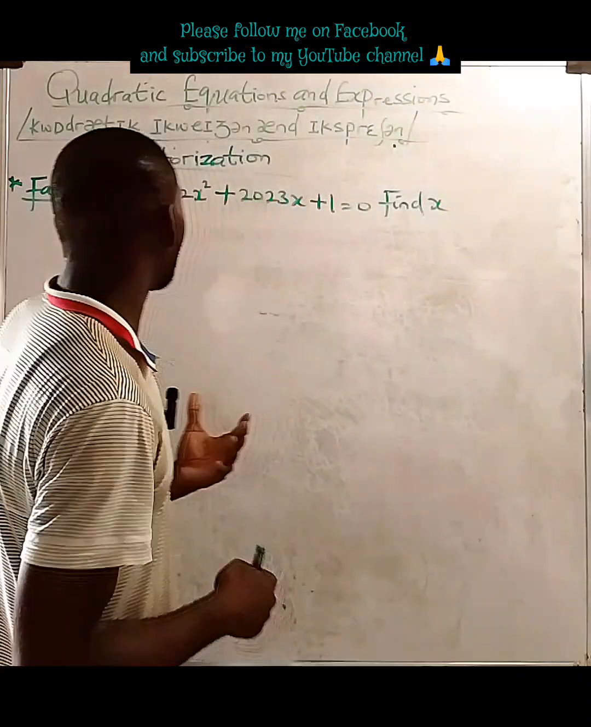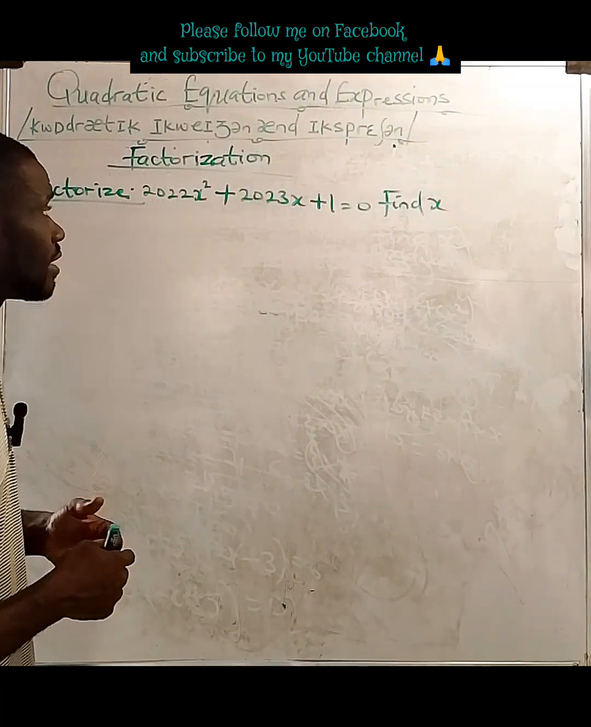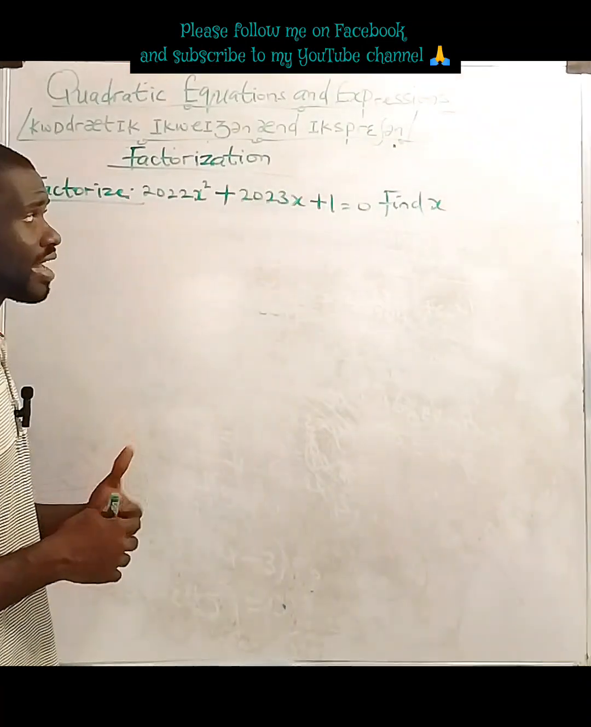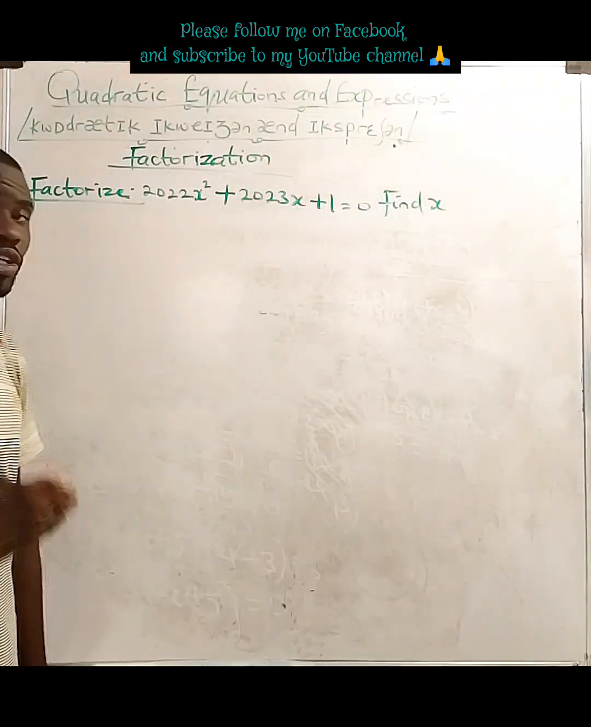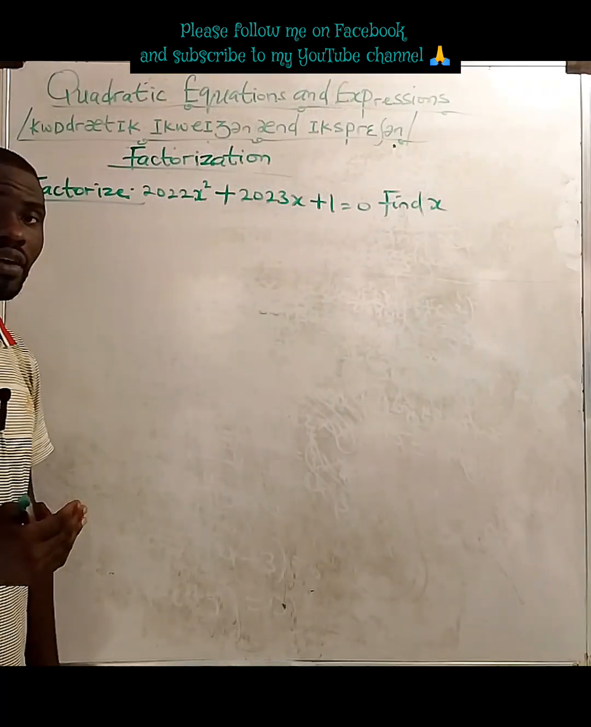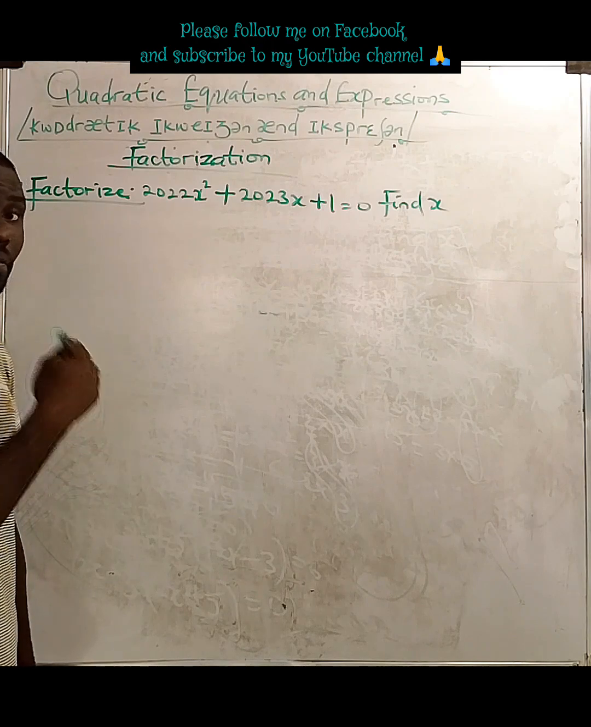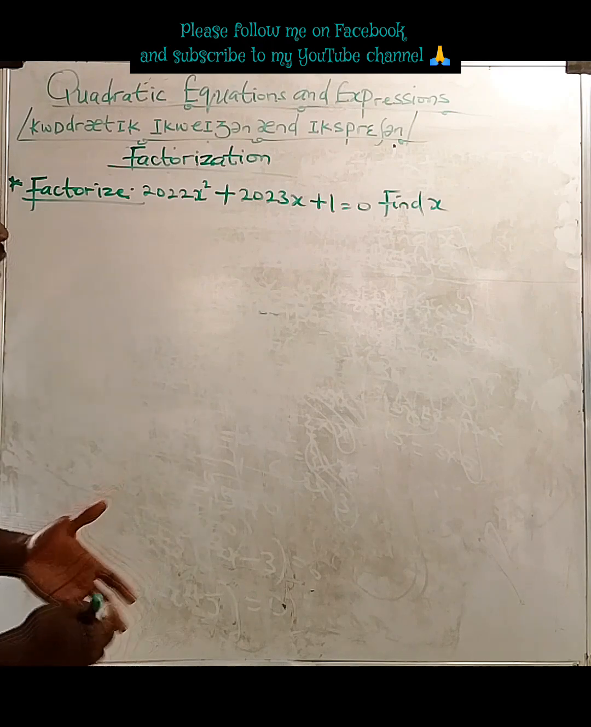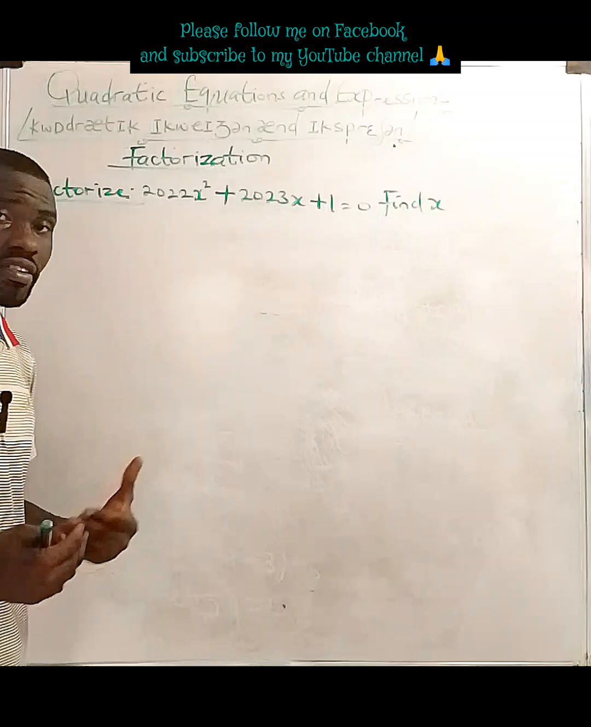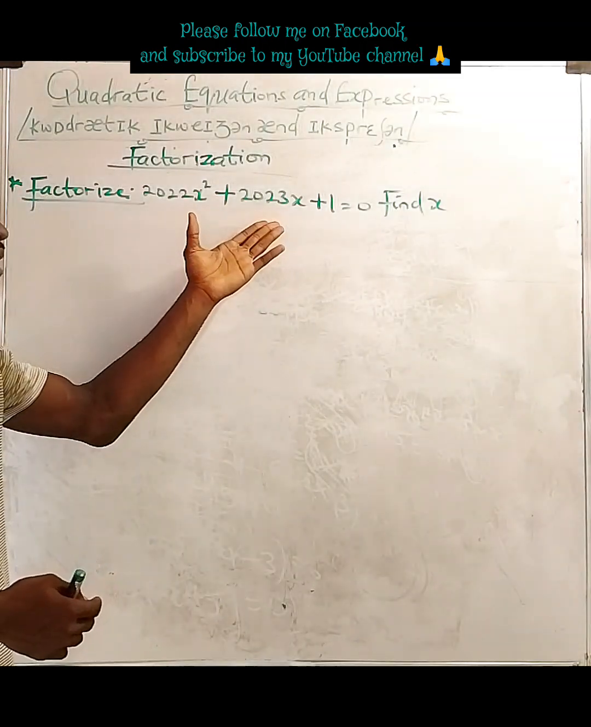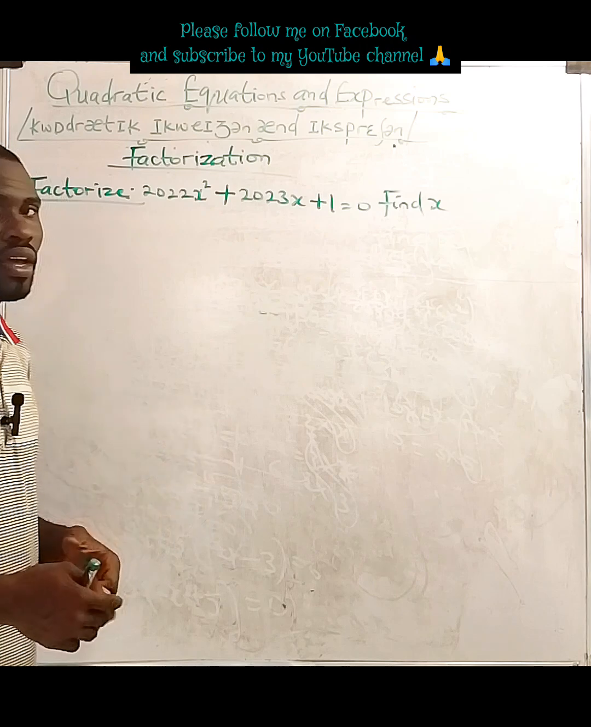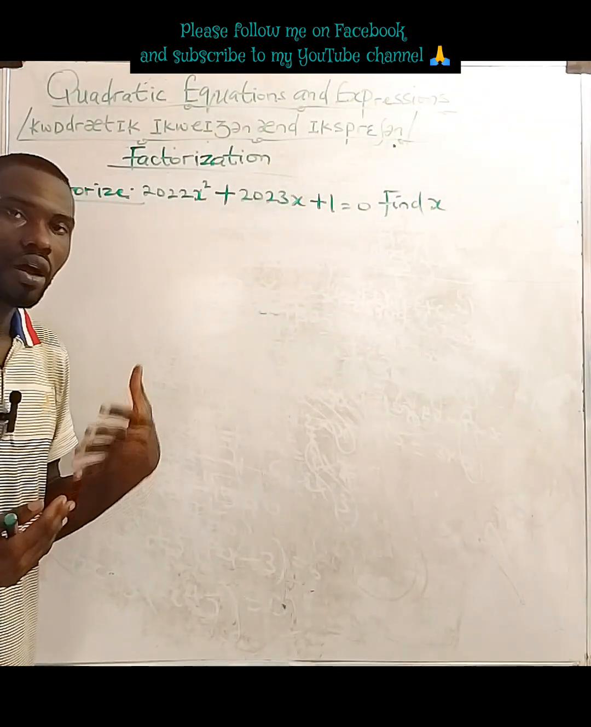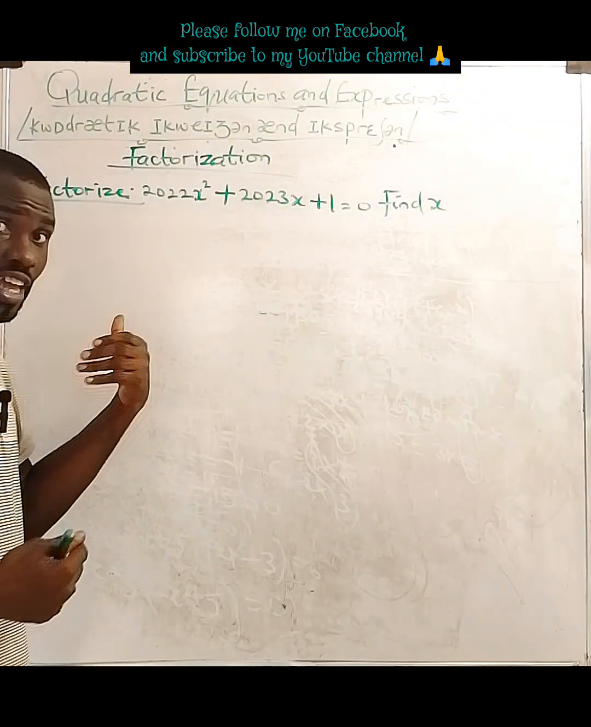Now we're asked to factorize 2022x squared plus 2023x plus 1 equals 0. Also we're asked to get the value of x. This very question was given to some students in American Olympiad mathematics. So it's very simple. Now we could use our x squared minus sum x product together. You can see the sum x, and also you can get a product. That very method will work, but there's a creative method or approach you can use to get this done.